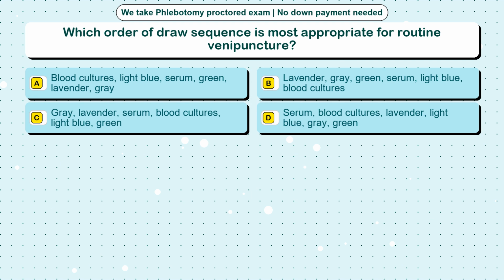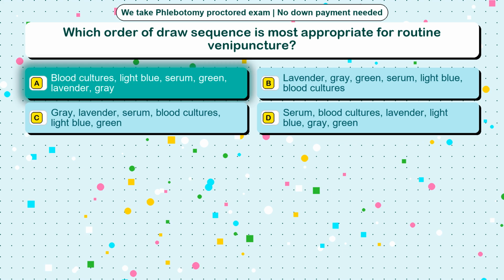Question 66. Which order of draw sequence is most appropriate for routine venipuncture? Option A, the blood cultures, light blue, serum, green, lavender, gray. Option B, lavender, gray, green, serum, light blue, blood cultures. Option C, gray, lavender, serum, blood cultures, light blue, green. Option D, serum, blood cultures, lavender, light blue, gray, green.